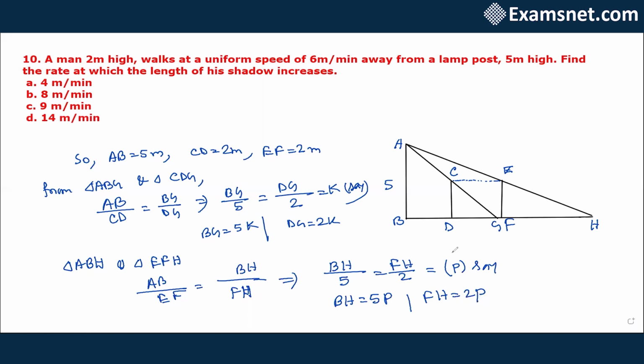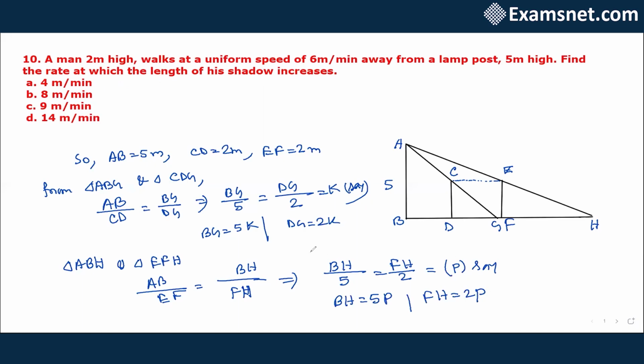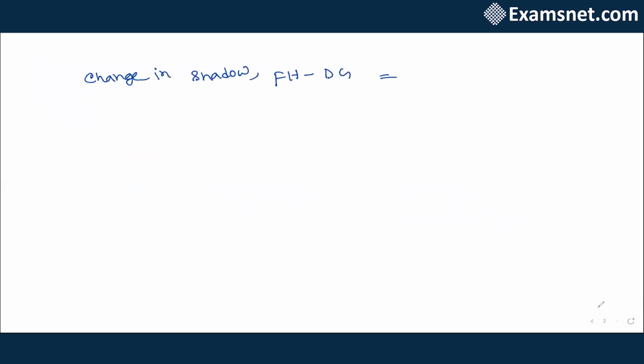Okay. Now, what is the value of change in shadow? That is FH minus DG, because at the first position the shadow of the person was DG, and after he walks several meters, his position got changed, the shadow becomes FH. So here the change in shadow, we can write FH minus DG. So that is 2P minus 2K. So taking common, P minus K.